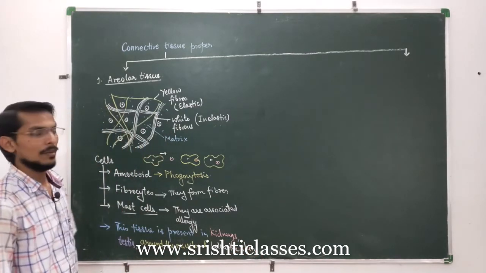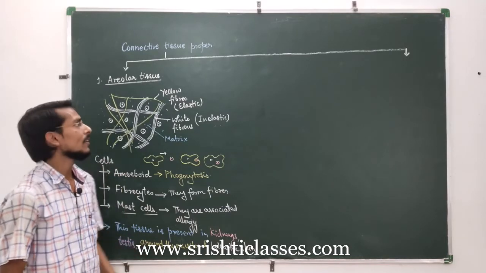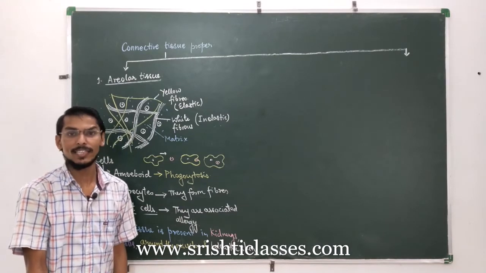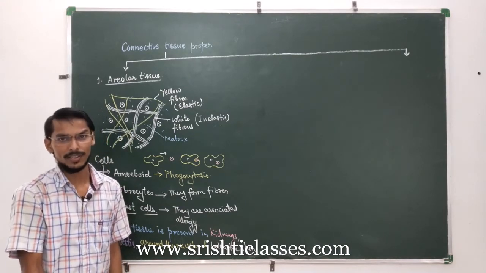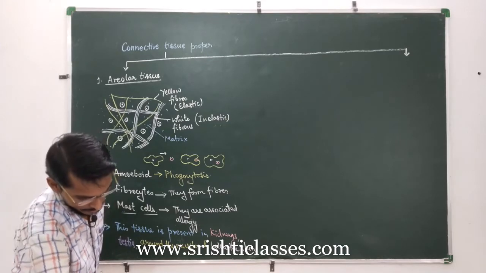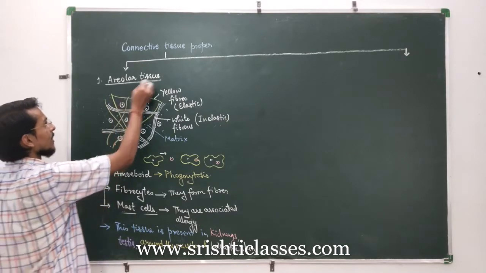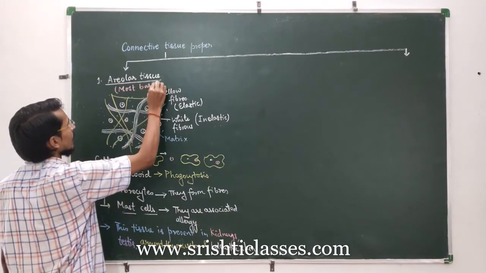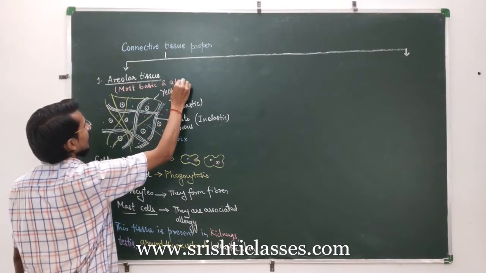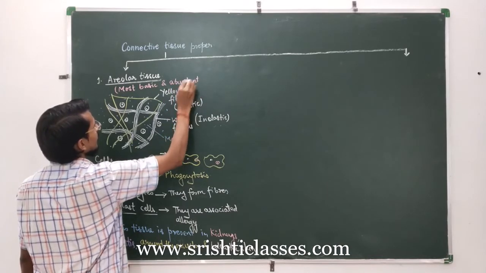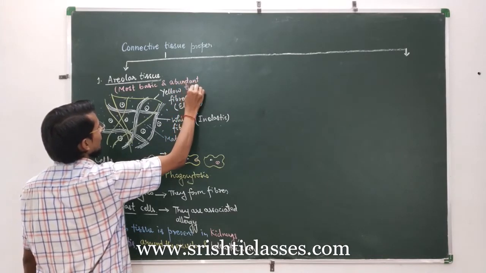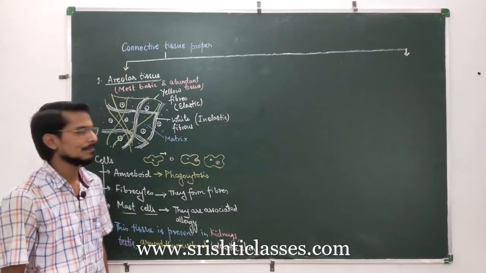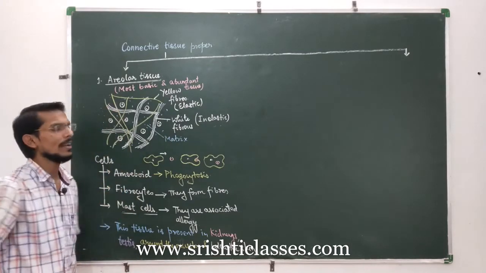Okay, and the most important thing is that areolar tissue is the most abundant connective tissue present in our body. Okay, so I can write here most basic and abundant tissue. They are most basic and abundant tissue present in our body. Okay, so this is all about areolar tissue.